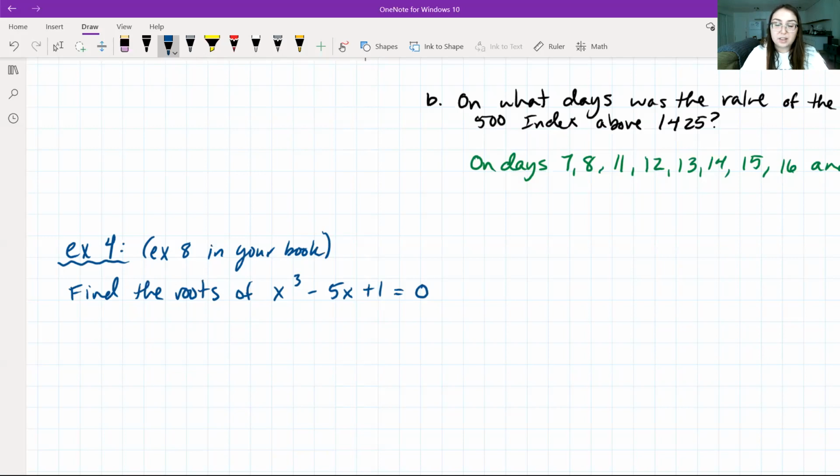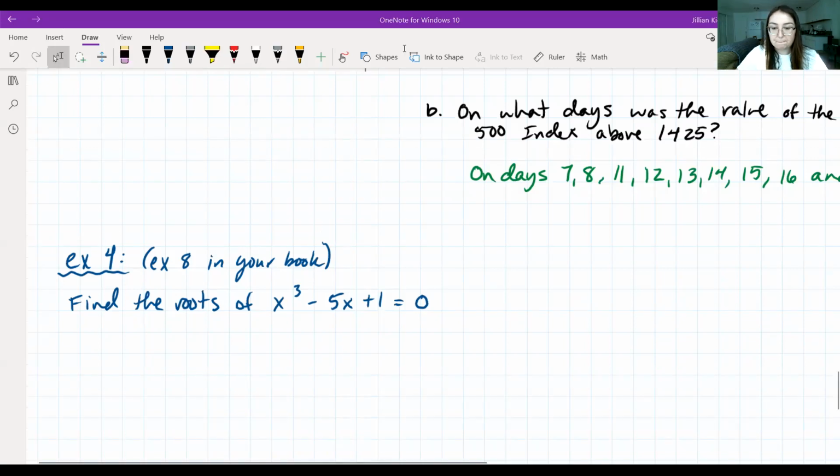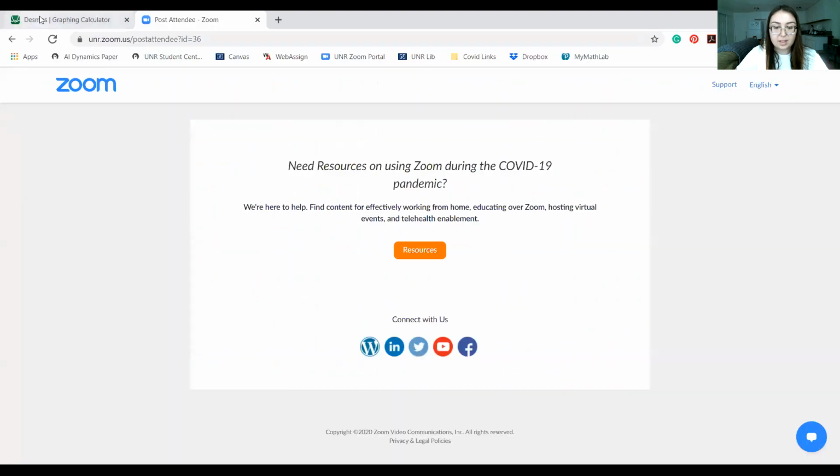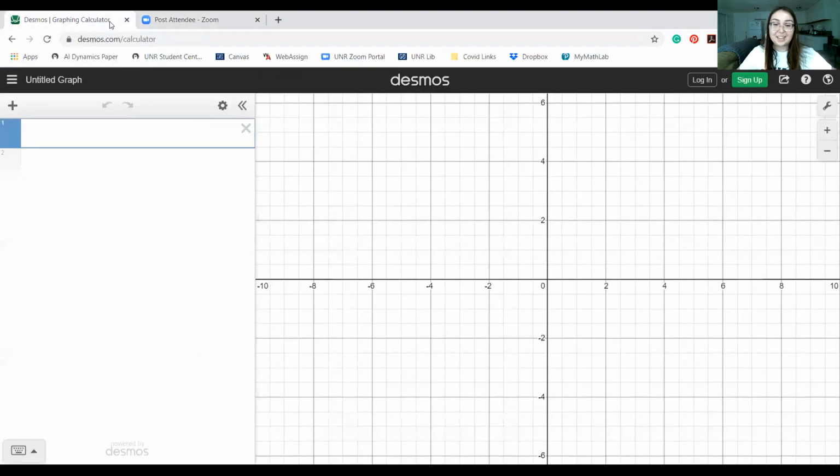Or what you can do, which I think is a really helpful tool for students, is use Desmos. I'm going to flip my laptop here and share another screen. And there's my Zoom. But this is what Desmos is. It's basically just an online graphing calculator, but it is super helpful, and you can also find roots in this case as well.